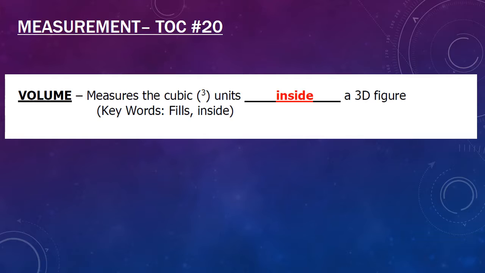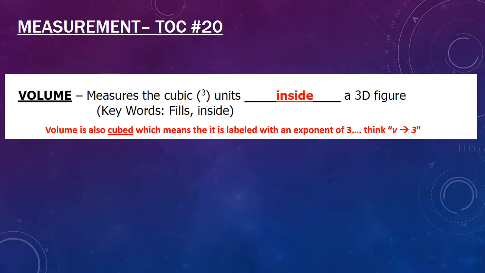And since this is volume, volume is cubed, which means it's labeled with an exponent of 3. So you'll have millimeters cubed with a little tiny exponent of 3, or you'll have yards cubed or inches cubed, meaning because you're taking an inch times an inch times an inch. So that's why it's cubed. And a quick way to remember it is V and 3 rhyme. So V3, V3, volume 3.